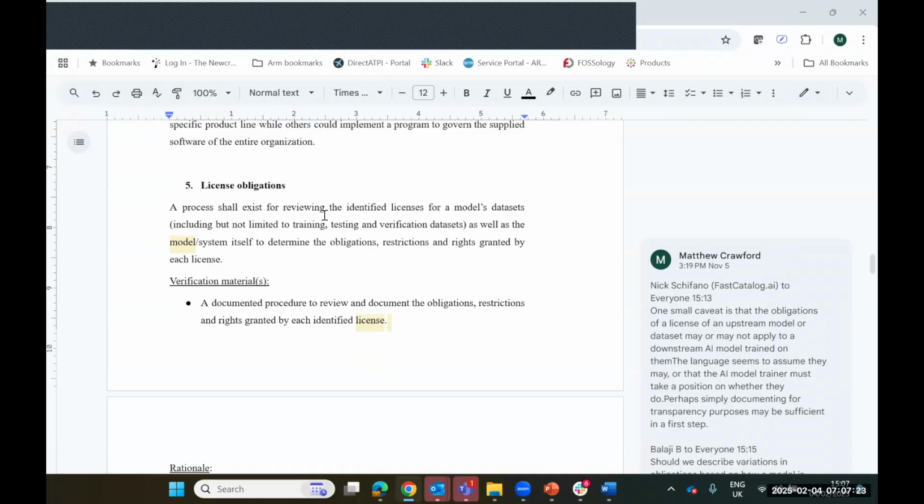But I recall there was a discussion, Nick, around one small caveat: that obligations of a license of an upstream model or data set may or may not apply to the downstream AI model. I just wanted to expand on your thoughts there and how we can change the appropriate wording here, because you are right. It may not be appropriate, and I don't know, just a small change, like relevant identified licenses, or whether there's something else you were thinking about.